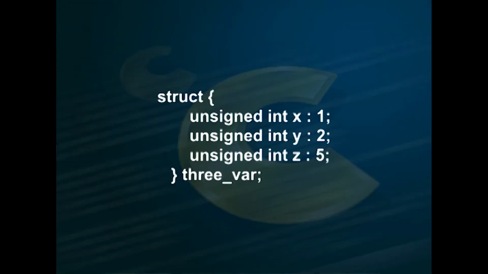struct { unsigned int x:1; unsigned int y:2; unsigned int z:5; } 3_var; Here we have a structure named 3_var. The structure is composed of 3 bit fields named x, y and z. The variable named x is only 1 bit wide. The variable y is 2 bits wide and is adjacent to the variable x, and the variable z is 5 bits wide and is adjacent to y.